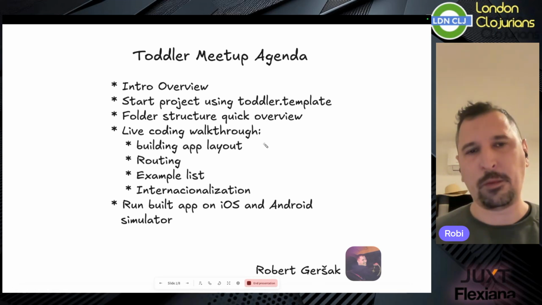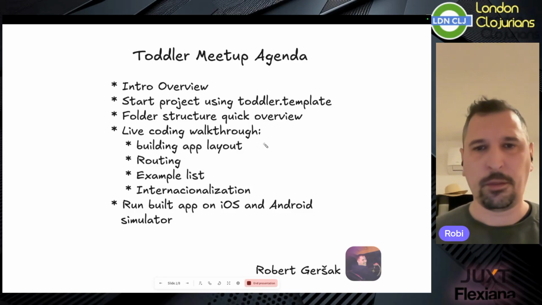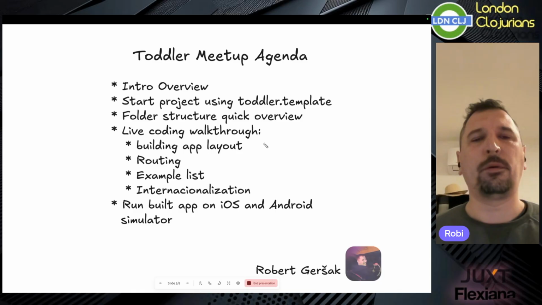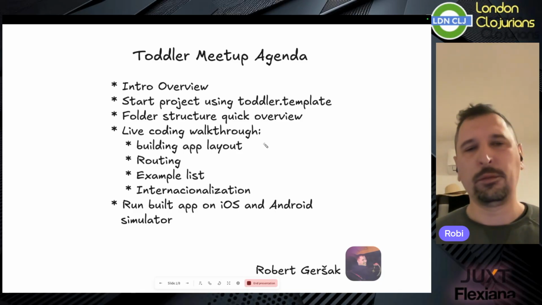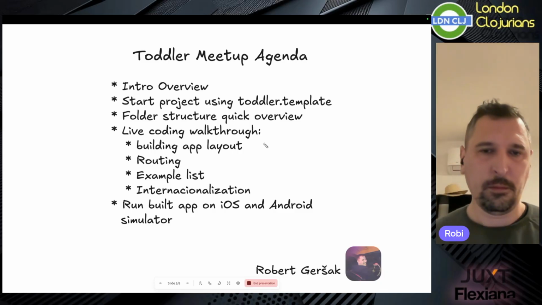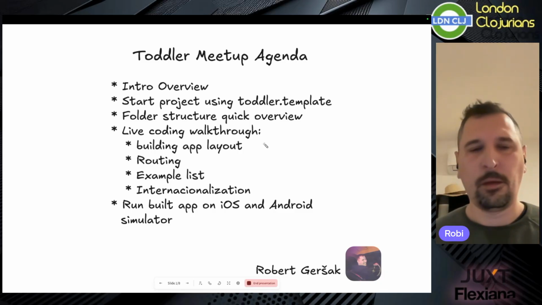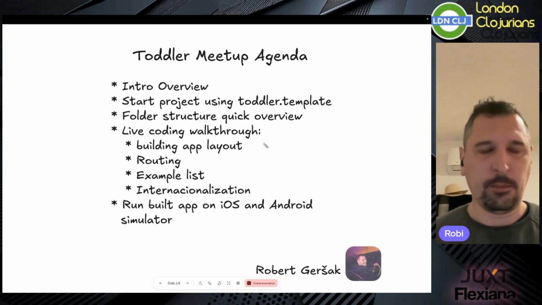After that we're going to create a project using the Toddler template to set up a small project and have a quick overview of the folder structure in that project. The live coding walkthrough will include building an app layout, routing, and an example list, that is a list component with example data, and layout, and internationalization.